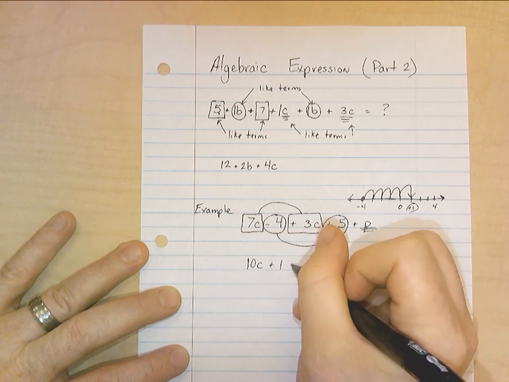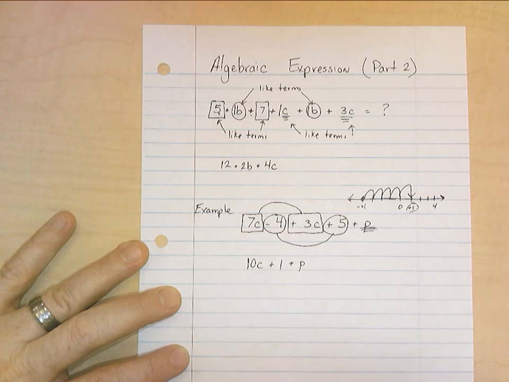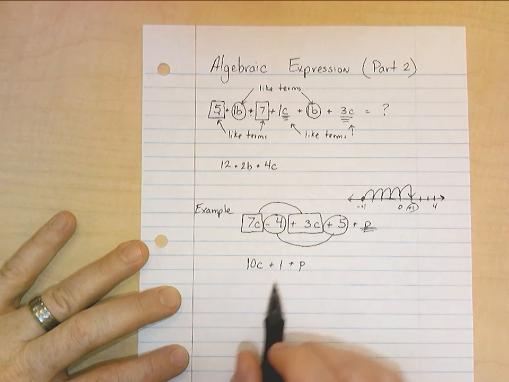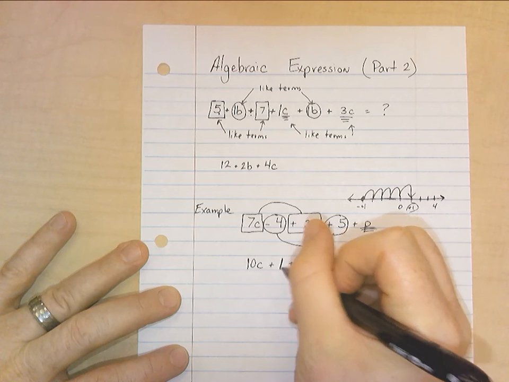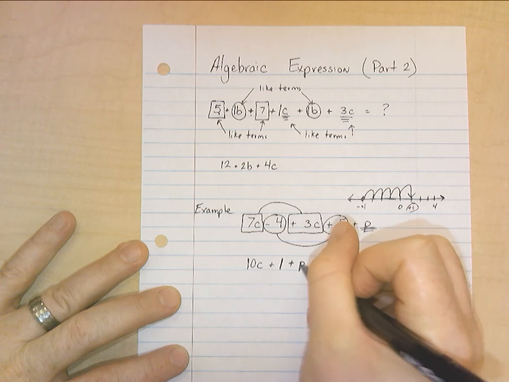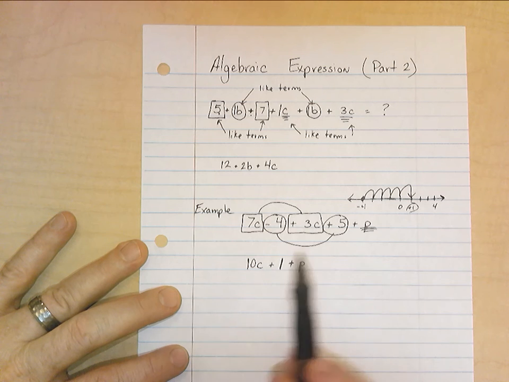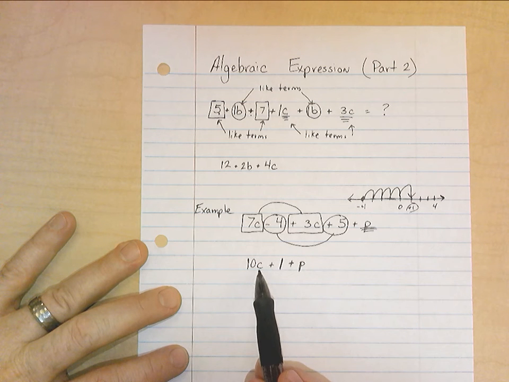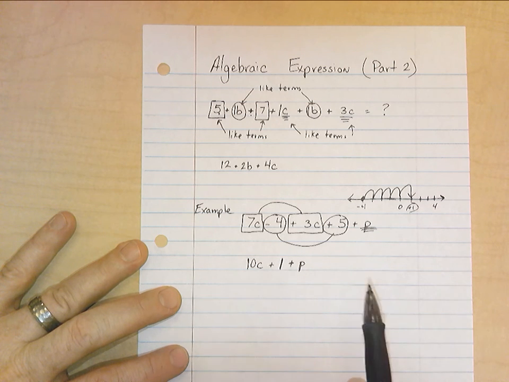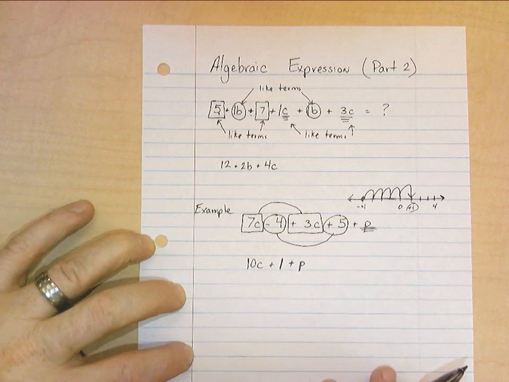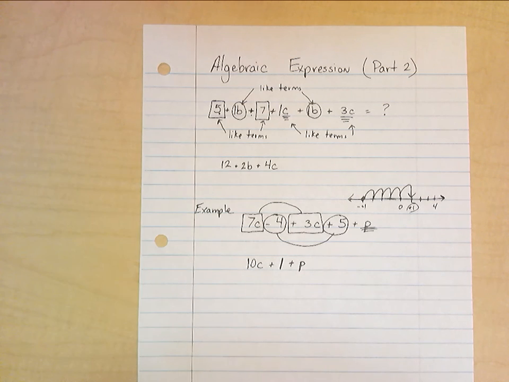And then you have P left over, and that's it. And so that's going to be your algebraic expression. That's as simplified as we can get it. We combine like terms, and we're done. You can't solve it. We don't know what C stands for. We don't know if it stands for a number, or what number that would be. We don't know what P equals. So we just have to leave it alone. There's nothing we can do here at this point. So this is part 2 of algebraic expressions.